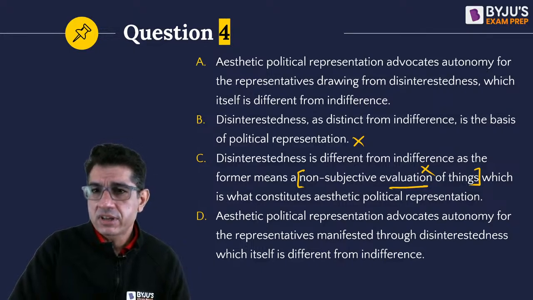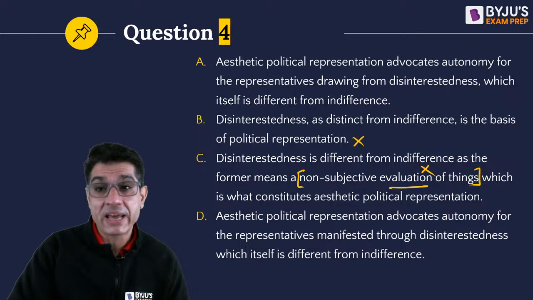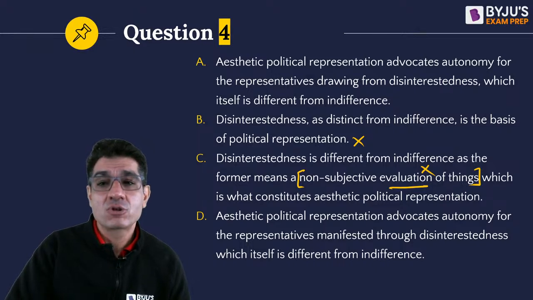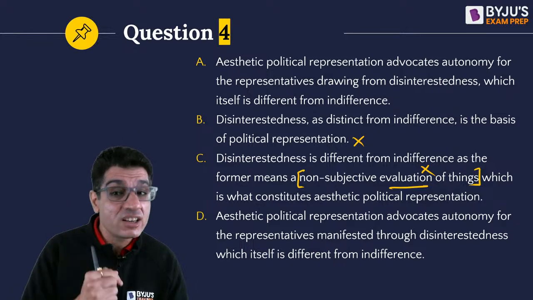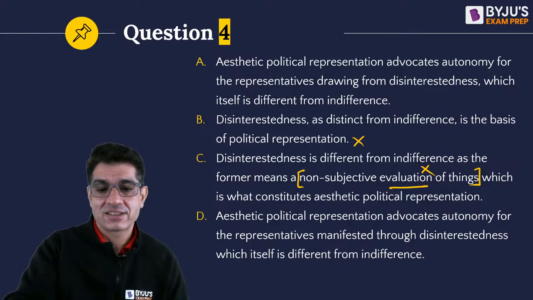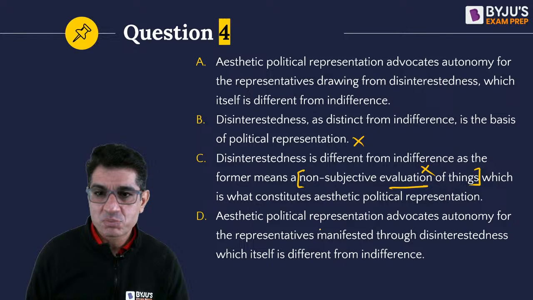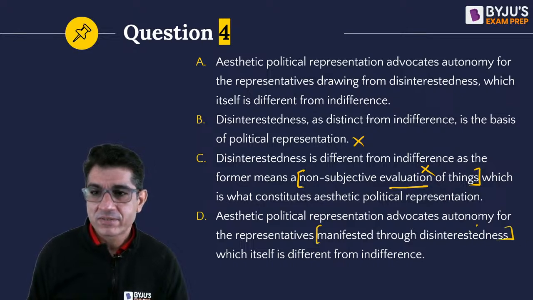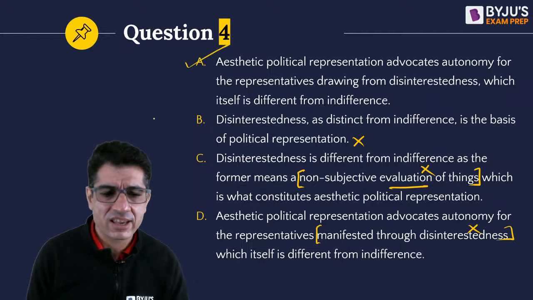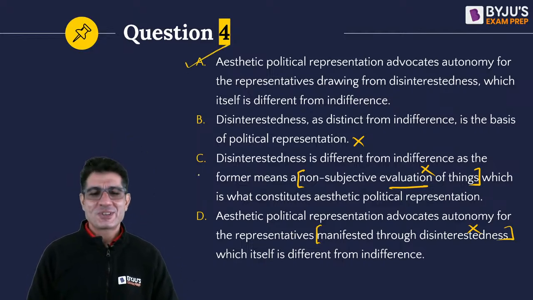D: aesthetic political representation advocates autonomy for the representatives. So far so good. Manifested through disinterestedness. It is not manifested through disinterestedness. You need to cultivate disinterestedness. So this part is not there in the paragraph, and that is where I say we can go ahead and pick A.